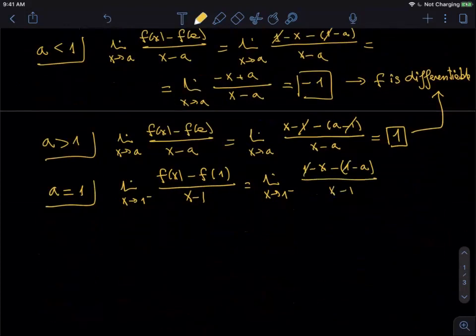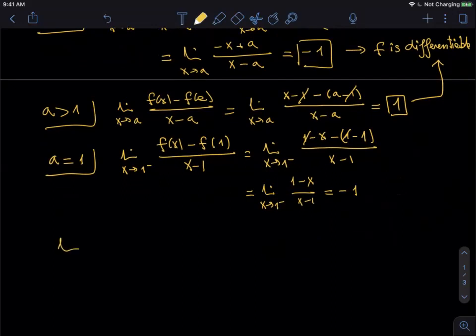The ones cancel out. Sorry, I wrote a, silly me. So because a is 1, what I get here is the limit from the left is 1 minus x divided by x minus 1, and this is negative 1. Here the problem is that a is equal to 1. I was writing a, but there is no need. A equals 1. So this is negative 1.